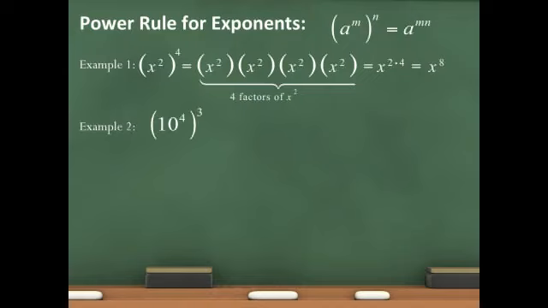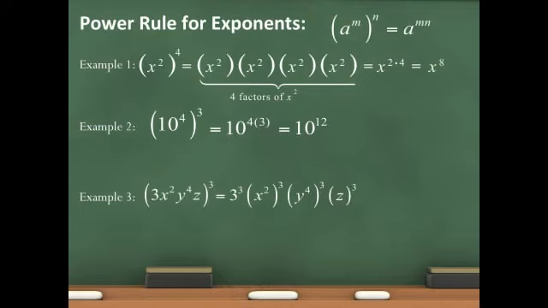In example 2, 10 to the 4th power raised to the 3rd power can be simplified by multiplying exponents. The result is 10 raised to the 4 times 3, or 10 to the 12th power. When a product is raised to a power, the power rule will apply to each factor. Example 3 helps to explain this. 3x squared, y to the 4th power, and z, all raised to the 3rd power. The parentheses can be removed, and each factor inside the parentheses gets raised to the 3rd power.